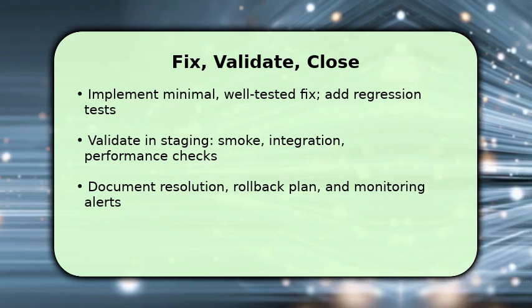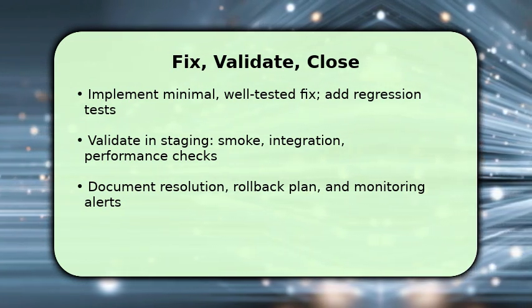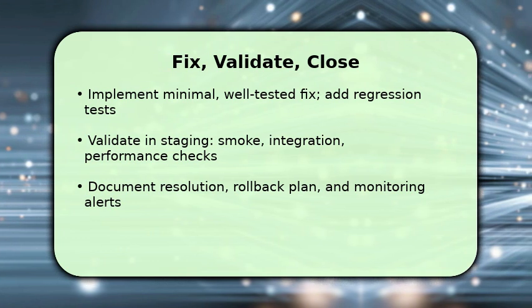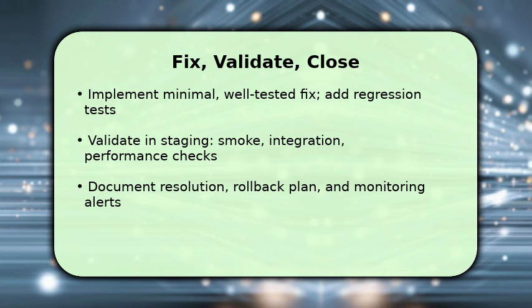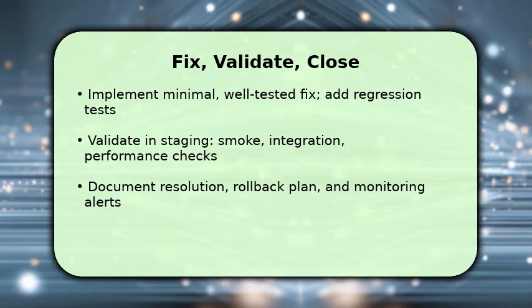If things go wrong, revert to the known good commit or enable the rollback plan immediately. This minimizes user impact while you iterate a safer fix. Close the report with clear steps and lessons learned.